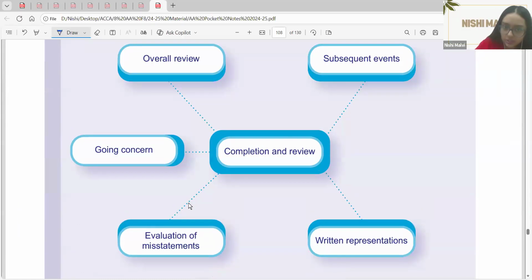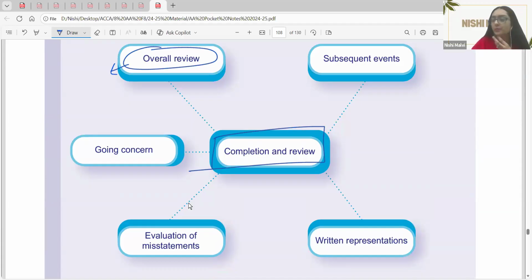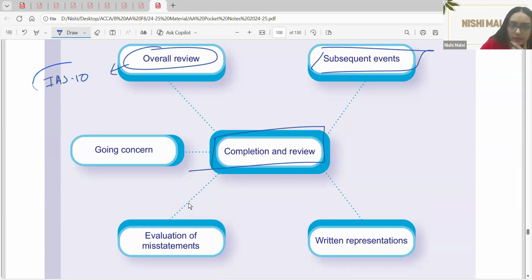Now, towards the completion of the audit, whenever there's a completion, the auditor needs to check the overall review. In the overall review, they can do analytical procedures, check the ratios, compare, and check whether the differences are correctly identified or not. Check that. Any subsequent event. Do you know subsequent event? ISA 10 standard. Okay.